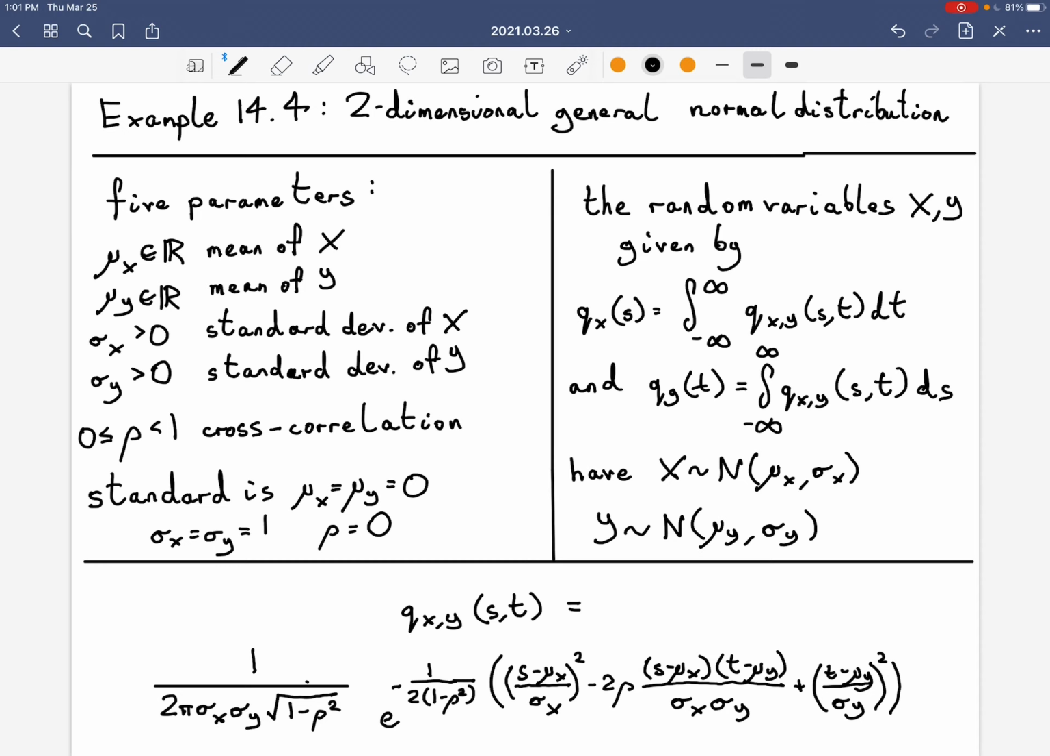And the way to standardize the two-dimensional general normal is to standardize each of the individual copies by setting both means to 0 and both standard deviations to 1. And then the appropriate standardization of the cross correlation is 0, which says that actually the heads players are not coordinating their activities at all.